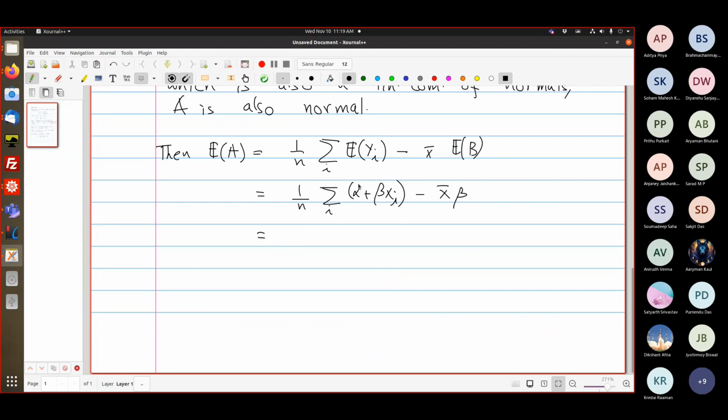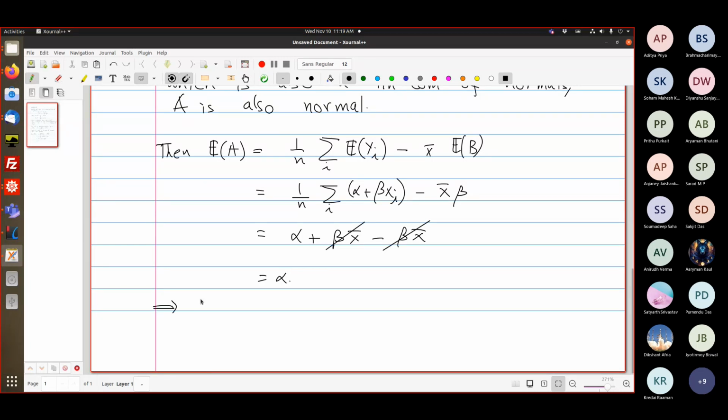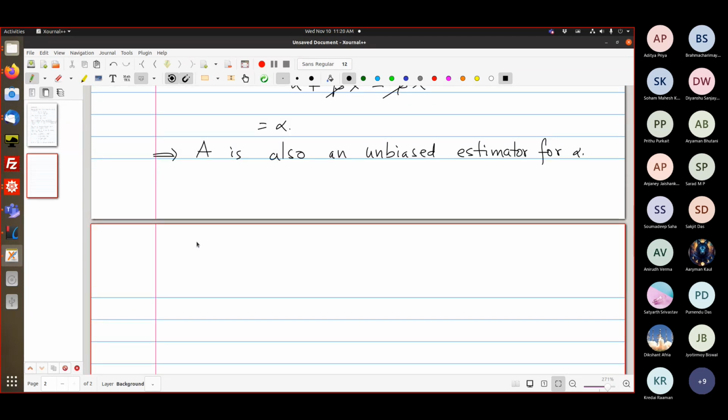Okay, so now you see what's happening. The first term is alpha n times and there's a 1 by n, so I get an alpha. The second term is beta times sigma xi by n, which is just x bar. And this quantity is also beta x bar. So they cancel and you get alpha. So you get that A is also an unbiased estimator for alpha. So these are good estimators. I mean, they have mean equal to the parameter that we are looking for.